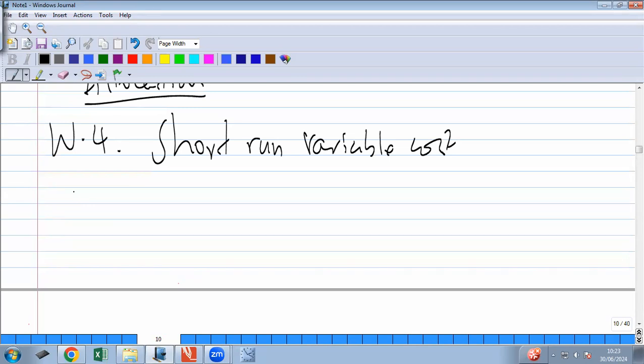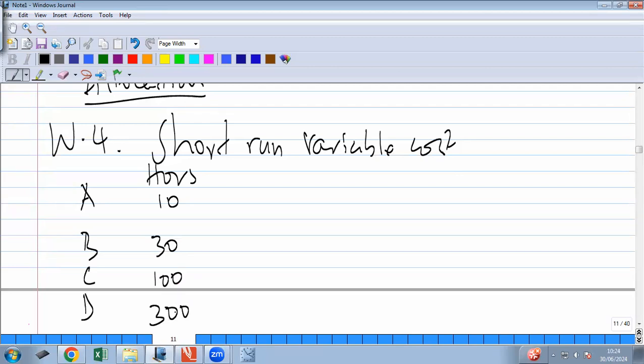Right, so we have products A, B, C, and D. Our focus is on the labor hours, right? How many hours do we need for product A? 10 hours. In total, right? So we have 10, 30, 100, 300, right? Then what is the cost?